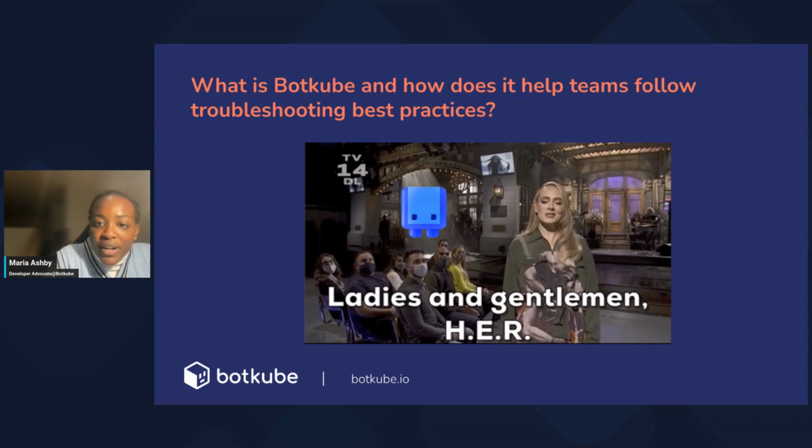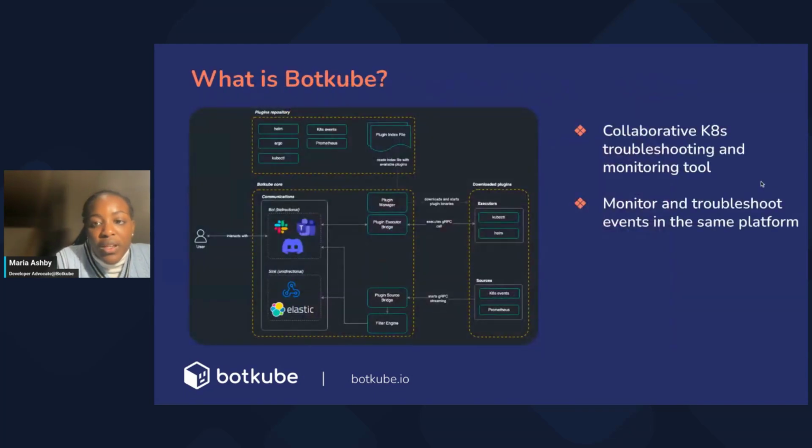So what is Botkube and how does it help teams follow troubleshooting best practices? Botkube is a collaborative Kubernetes troubleshooting and monitoring tool. And what this means is that you're able to monitor and troubleshoot your events in the same platform. So Botkube acts as an agent in between your communication platform and your cluster. So it is a bidirectional communication.